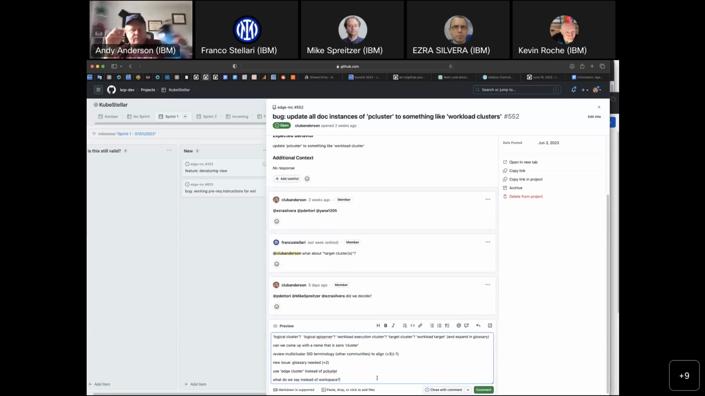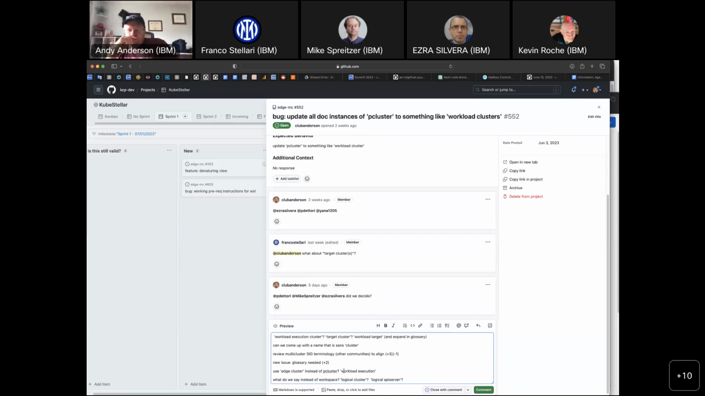So for what do we say instead of workspace, again, I think the leading candidates are logical cluster or logical API server. What do we say instead of P cluster, or for that particular thing? I think calling it workload execution. I like that because it connects and contrasts with the workload management, which I suggest we rename to workload description, logical cluster or logical API server, or whatever you want to say instead of workspace.